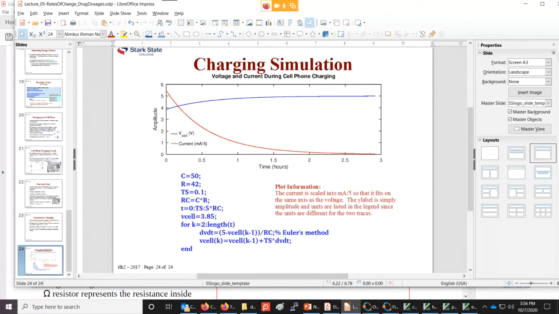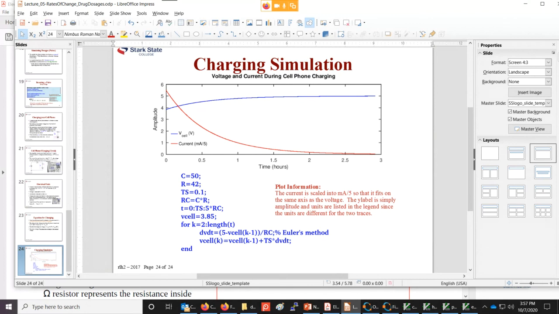So here is the code that we would need in MATLAB. We would have to define the capacitance C, which is in farads. I think I showed that on a different slide. Resistance is in units of ohms. The time step that I used for this was 0.1 seconds. And then RC is just the product of R times C. And then I'm running this for 5 time constants.